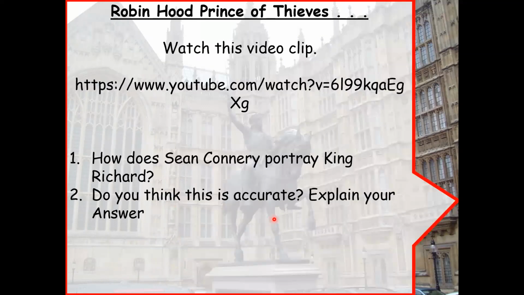Okay, so first things first then, let's have a quick look. There's a video clip here that I'd like you to have a go at watching. I'm going to bring it up on YouTube in a minute, okay? I can't play back the sound because I'm currently recording through my microphone. So I need you to copy and paste this address into your browser to have a look. And then once you've watched this video clip, it's a couple of minutes long, answer these questions here. How does Sean Connery portray Richard? And do you think this is an accurate portrayal?